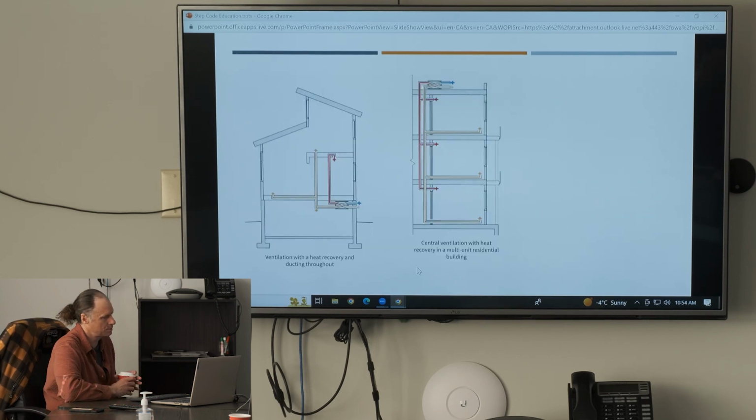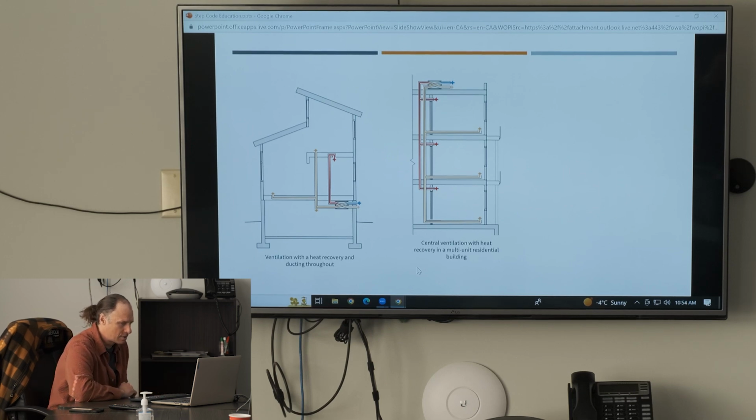So here's some examples too. We've got ventilation on the left here with the heat recovery and ducting throughout. On the right, we have a central ventilation with heat recovery in a multi-unit residential building.